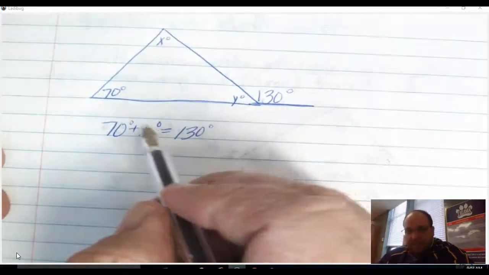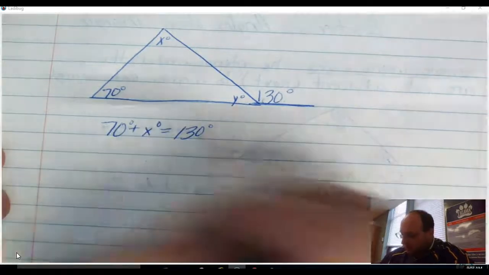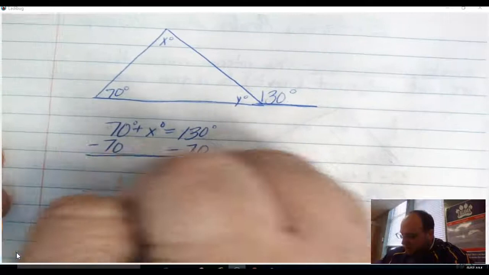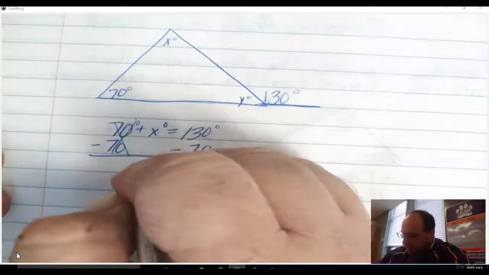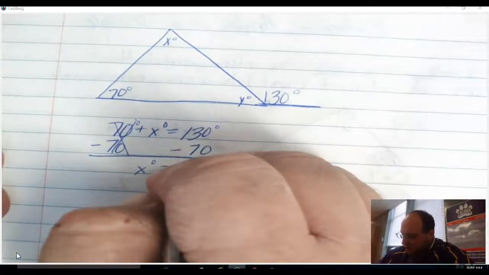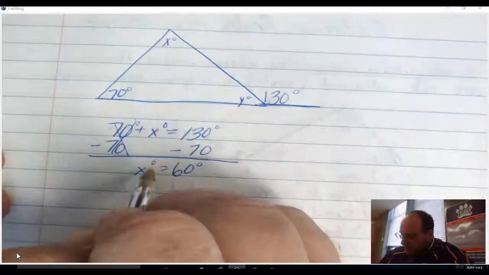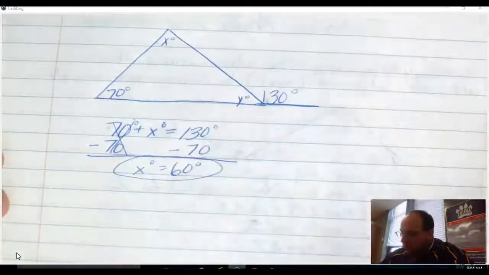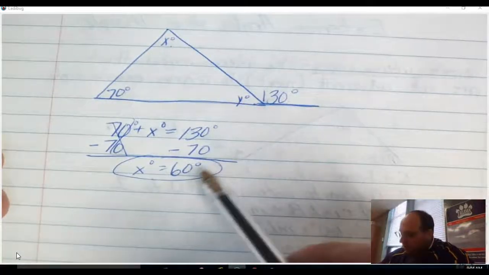So I have 70 plus X equals 130. I would subtract 70 as I normally would in an equation. Those cancel out. That leaves me with X degrees. 130 minus 70 gives me 60. And so as a result, I find that other remote interior angle. That other remote interior angle is 60 degrees.